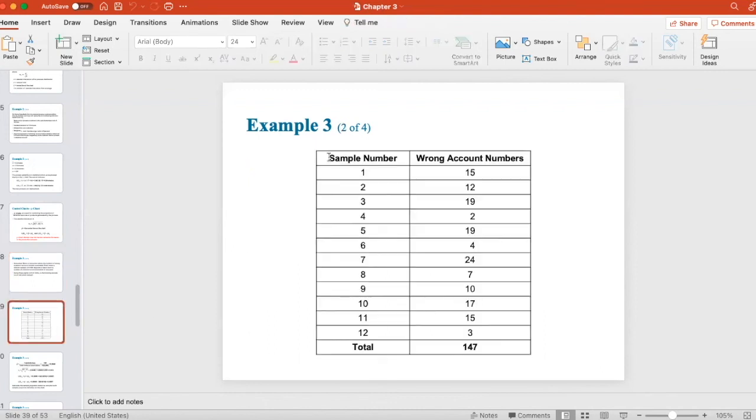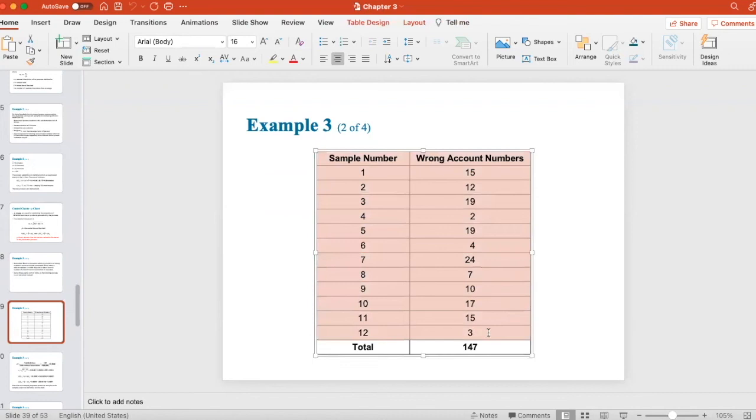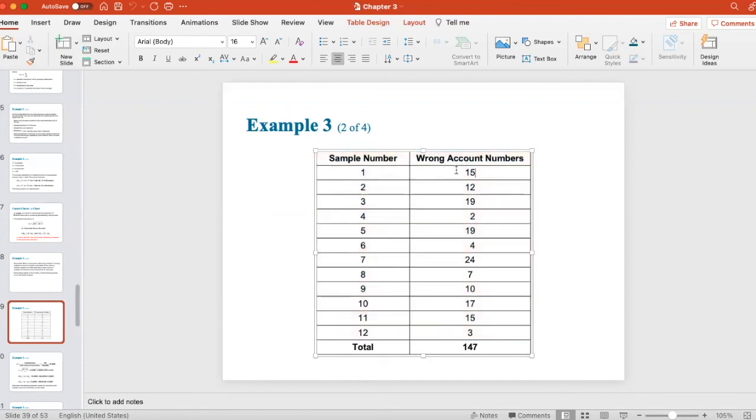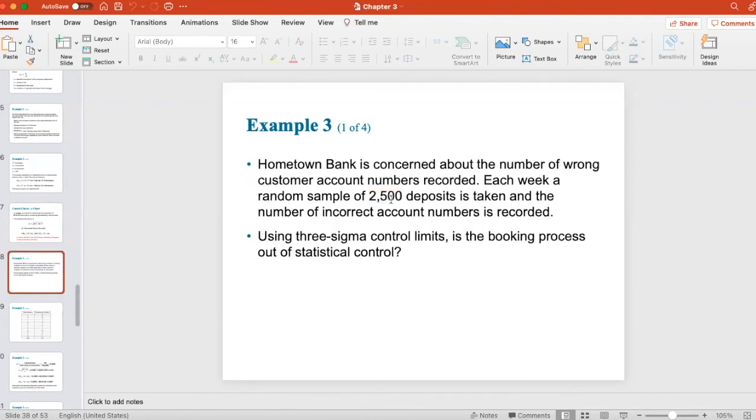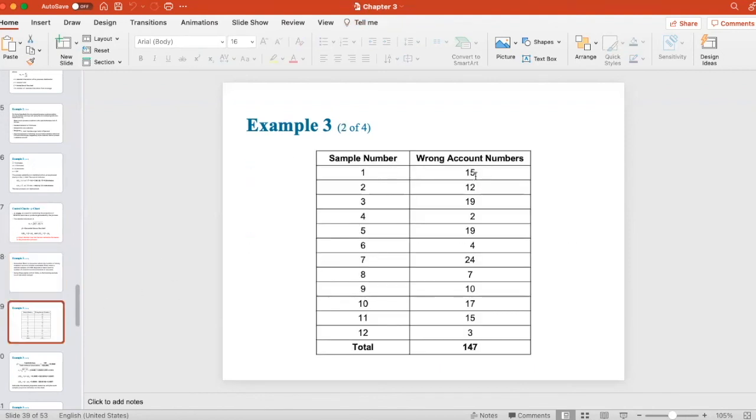Now, let's get back to this table. It tells you that we collect 12 different samples. Within the first sample, the number of wrong account numbers, or more generally, defective products, is 15. So basically 15 out of the 2,500 deposits within the first sample are wrong. The other deposits would be right. In the second sample, 12 out of 2,500 are wrong. And in the third sample, 19 out of 2,500 are wrong, something like that, for all of the different samples.